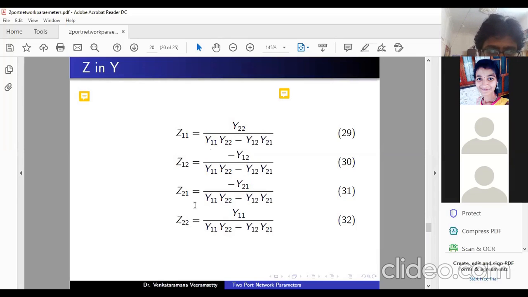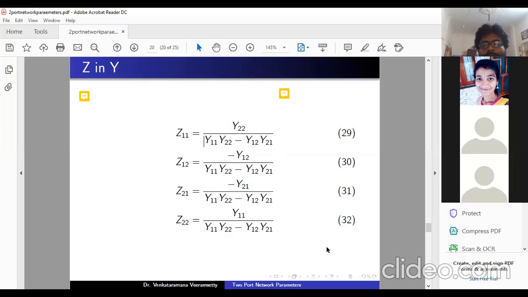So finally, I want to summarize the Z parameters in terms of the Y parameters. In all the cases, the denominator is the same: y11 into y22 minus y12 into y21. Only the numerator changes. For Z11, it is y22. For Z22, it is y11. For Z12, it is minus y12. For Z21, it is minus y21. So remembering the relations is also easy, right?